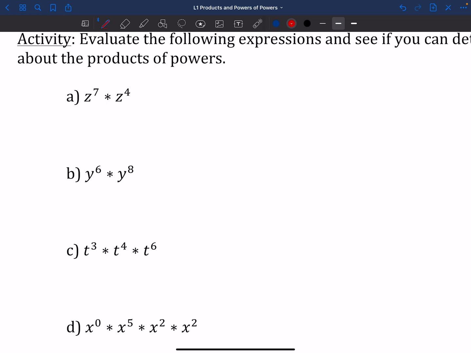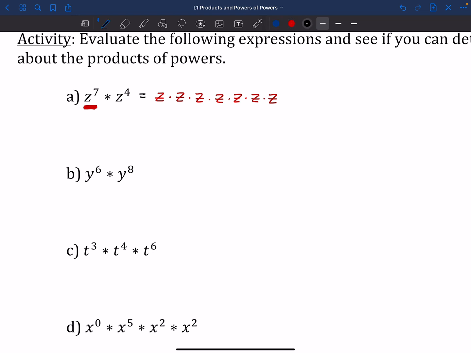So first off, we got z to the 7th times z to the 4th. So z to the 7th, I'm going to write in red for this one, is basically telling us that I have 7 z's all multiplying each other together. So let's go ahead and take a look. 1, 2, 3, 4, 5, 6, 7. So 7 z's all multiplying together.